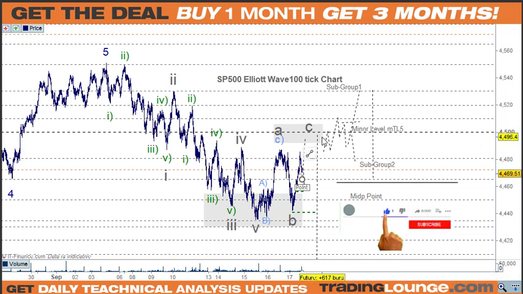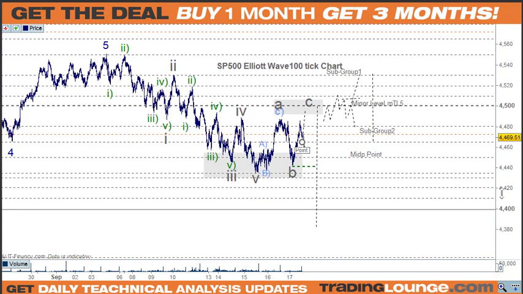If Friday closes weaker, then Monday's going to follow through as well. At minimum, we can expect this to come down to 4.4 here, but it will probably come a little bit lower.